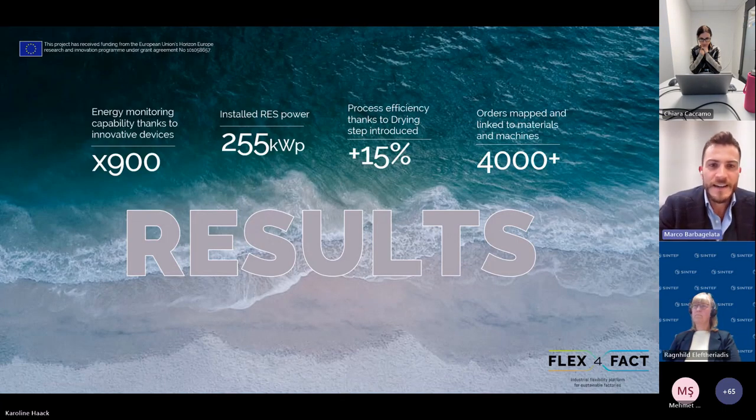So on one side, we're not saying that SEAC was not monitoring their energy consumption. It's just that they were doing it with a very low granularity. We increased their capability by 900 times, which actually was a pretty game changer for them.